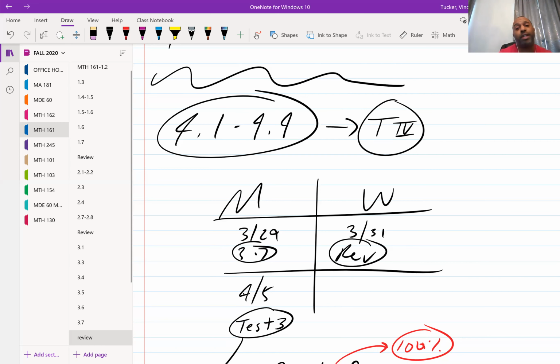After those four sections, we may go further, we may not. It depends on the status of the class, how we're going, where we are, and how much time we have left. Does it even matter to go into something new at that point? So that's what I was saying. We know we're going to do 4.1 through 4.4, but we may not do anything else after that.